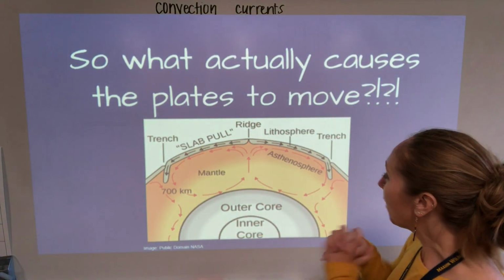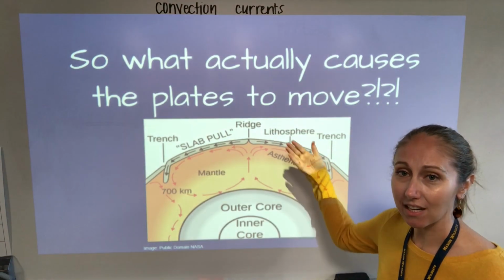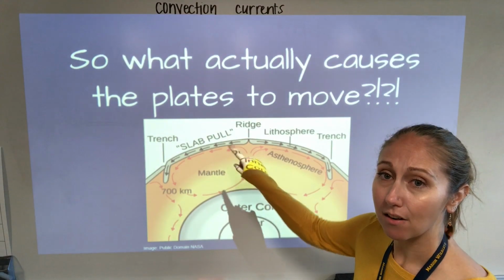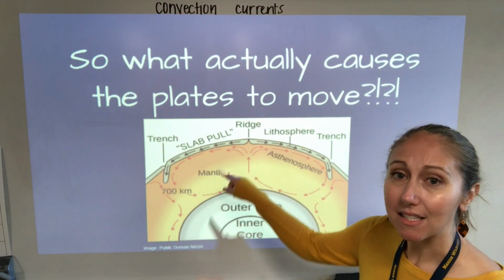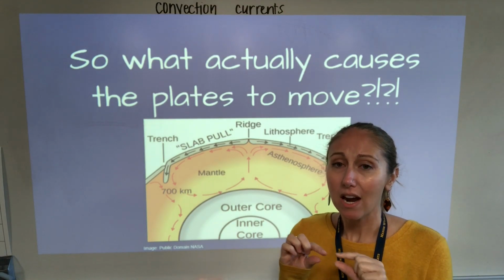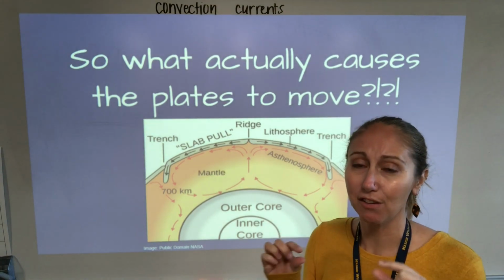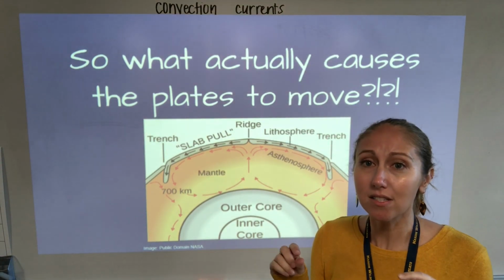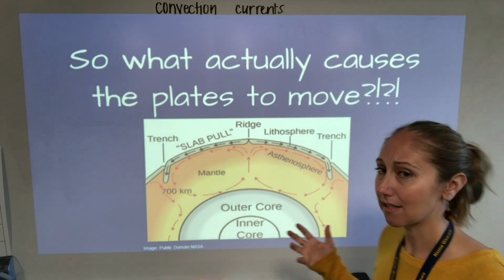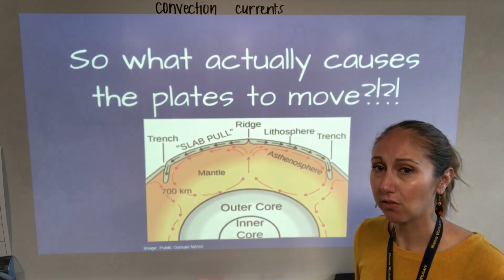So if we look at this picture, this is modeling a cross section of the Earth. This top layer right here is the lithosphere. Remember when we did the cookie model, the lithosphere is that top, rigid, stiff layer that includes the crust and the upper layer of the mantle. It's what makes the plates. The plates are formed from the lithosphere.